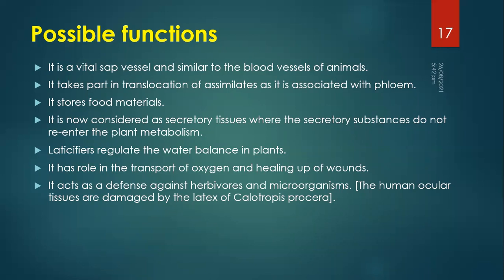That's why generally we have seen that in different types of plants, for example in Acacia as well as in Calotropis procera, such plants have ample amounts of latex. When injury comes on the surface of the stems or the leaves, such injury may heal up in a few moments. It acts as a defense against herbivores and microorganisms. The human ocular tissues are damaged by the latex of Calotropis procera.